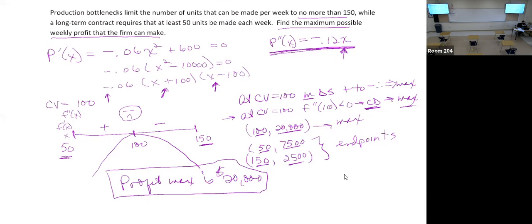So I plugged it in because it's an endpoint, and so I'm always on the lookout. If they give you endpoints, always check your endpoints because you can get a possible endpoint solution. Maybe your max is not a vertex. Maybe your max is just the max part of the function. So always check it if they give you the endpoints. Otherwise, you're just going to rely upon your first and second derivative test to evaluate that critical value.